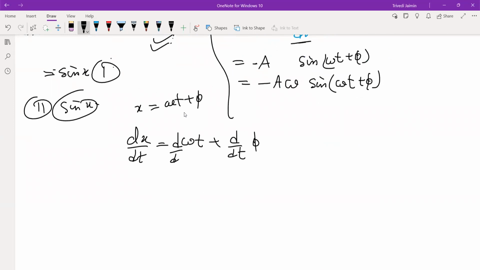The first term is already fixed, which is this one. Now we are talking about the second term, which we wrote here. The differentiation of omega t will be 1, that is 1 into omega is omega, plus 0. So dx by dt is omega.